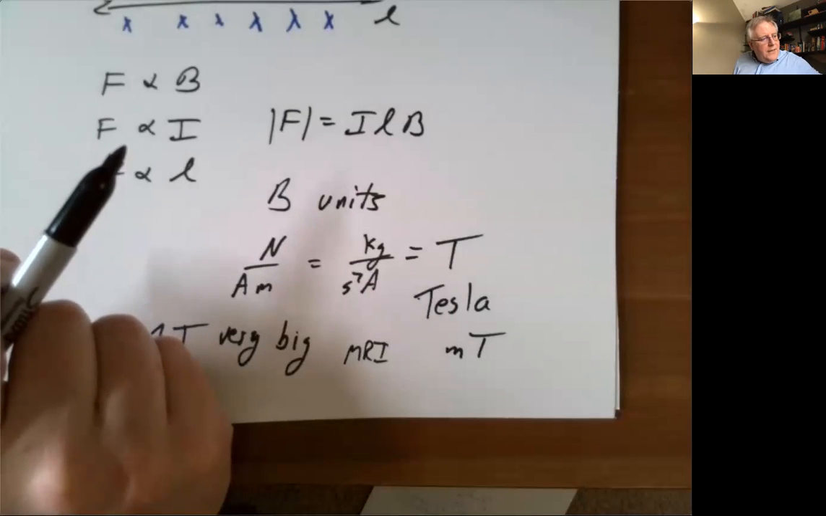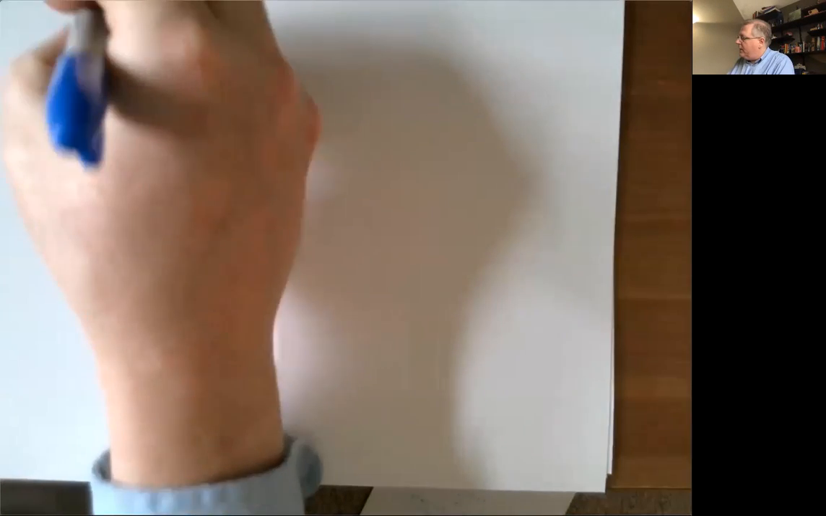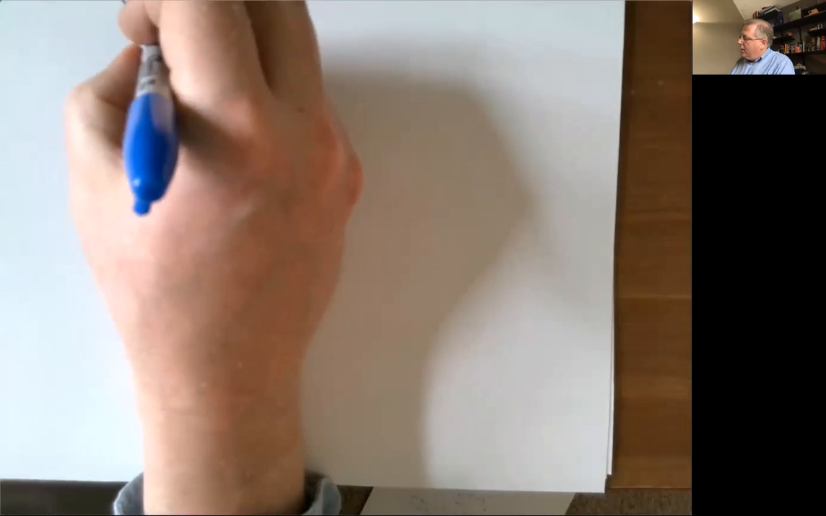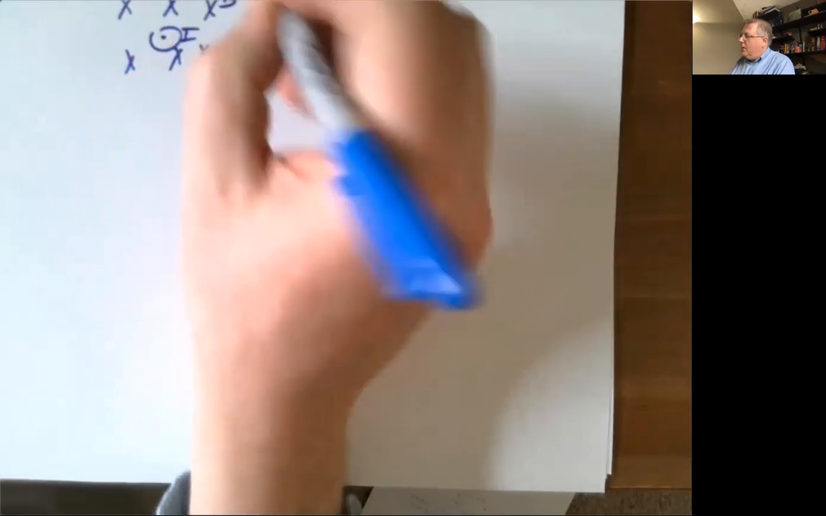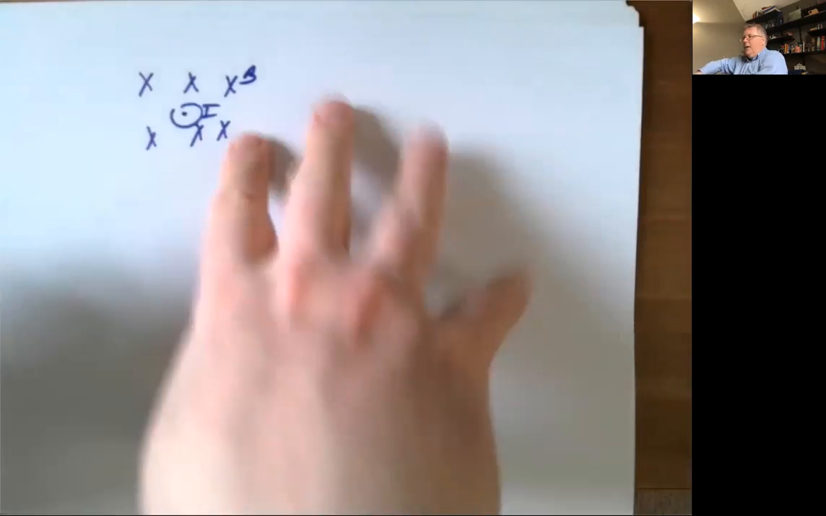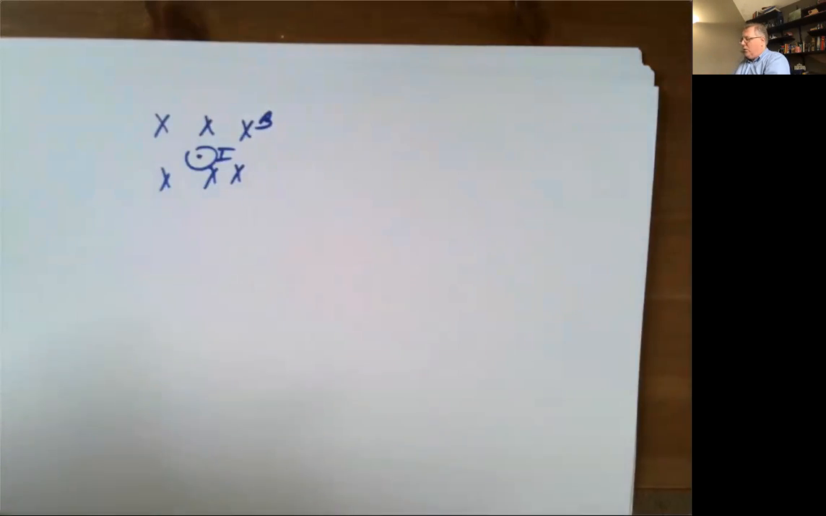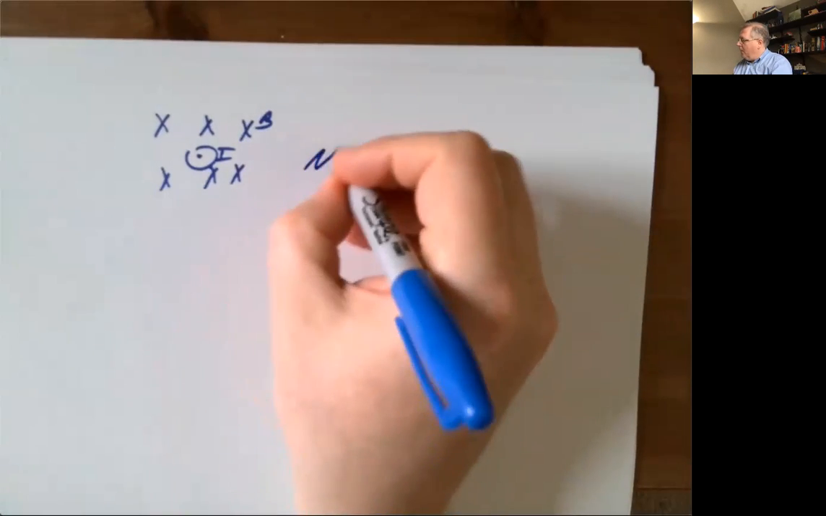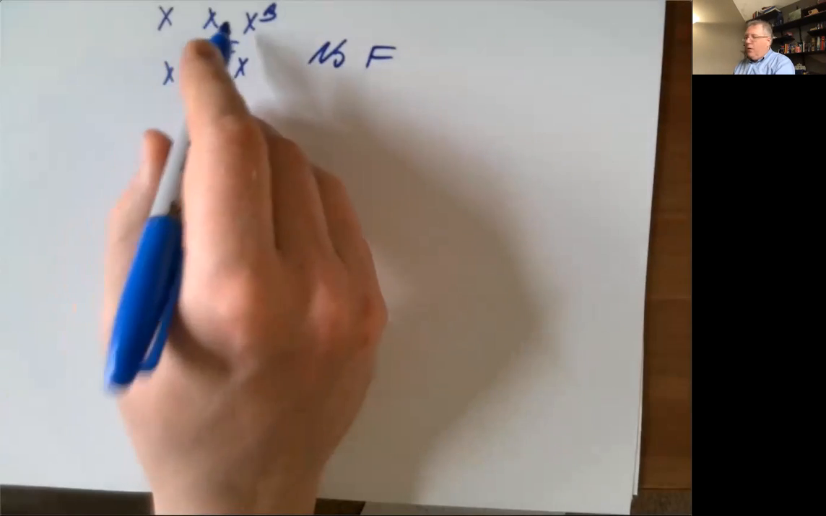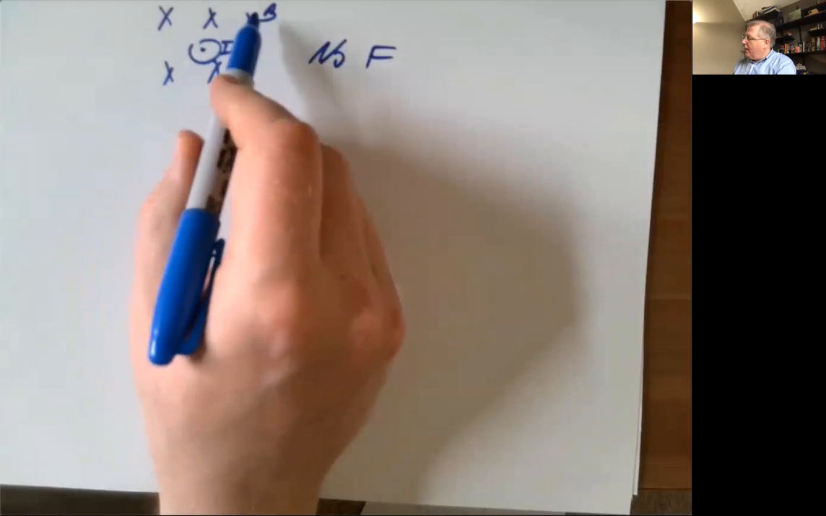Now, this is how much force you get if everything is at right angles. So one thing you can have is things not at right angles. So for instance, if I have my magnetic field like this, and my current is like this, right? So if my current was coming out of the page and my magnetic field is going into the page, well, if I put my fingers along the current and then try to curl them, I don't know which way to put my thumb. So it turns out that there's no force here. So it depends on what the angle is between the current and the field, right?